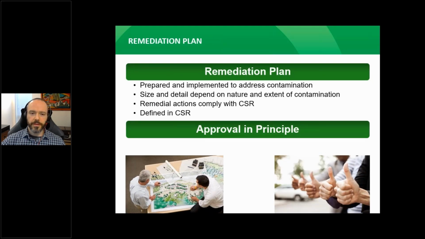Next, we'll cover remediation plans. Remediation plans are prepared and implemented to address contamination at a site. They vary in size and detail, depending upon the nature and extent of contamination at a site. They describe the remediation actions necessary for a site to comply with the CSR's numerical and/or risk-based remediation standards. The definition of a remediation plan is found in Section 1 of the CSR. As noted, responsible persons who apply for a ministry review of a remediation plan may be eligible for an approval in principle certification document. I will now turn the presentation over to Liliana.